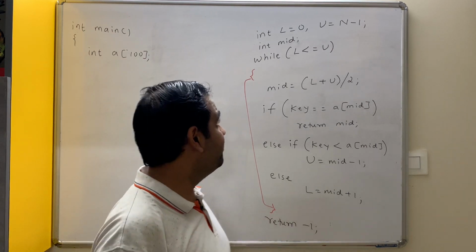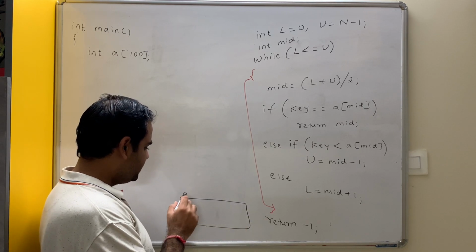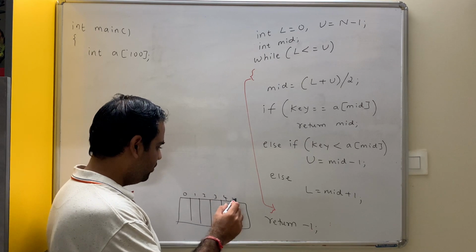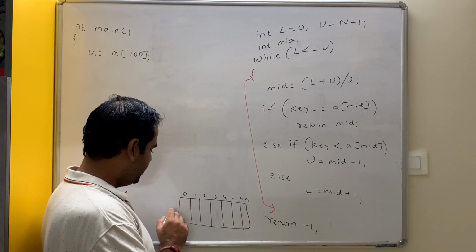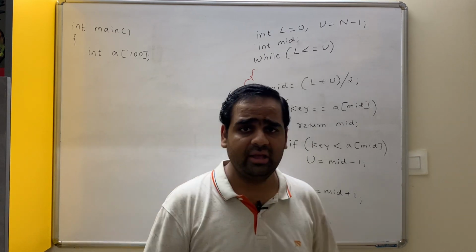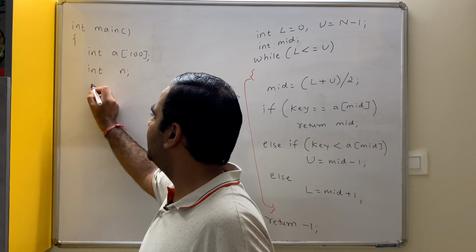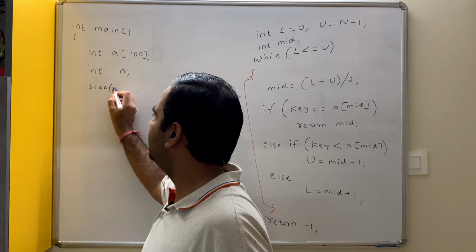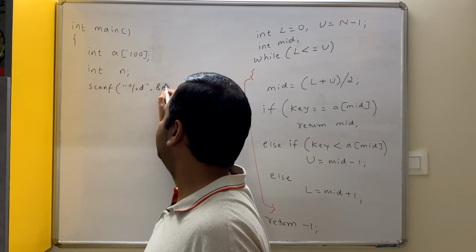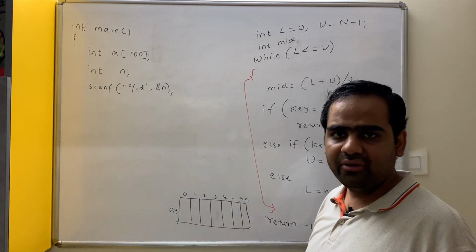Now what happens whenever you declare an array? An array will be created. Let's take it as 0, 1, 2, 3, 4, and so on up to 99. This is array A, and you can store a maximum of 100 elements, but we can store n elements as well. Therefore, I say here int n, and you read the value of n. How do you read the value of n? You say scanf("%d", &n). Now assume that the value of n is 5. You want to store the starting 5 numbers.